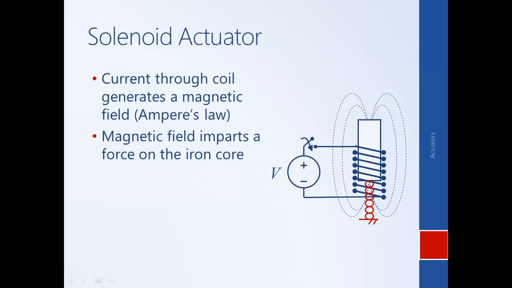When the switch is released, causing current to stop flowing through the coil, the magnetic field disappears and the iron core is returned to its original position by a spring.